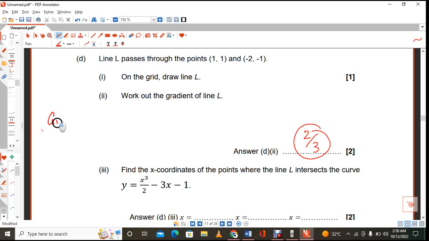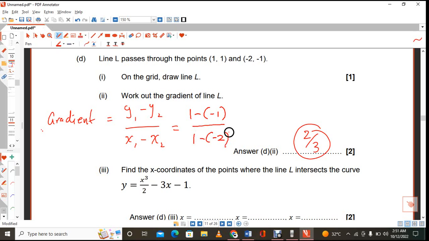The gradient of a line is given by the formula: take one y value, subtract another y value, take one value of x, subtract another value of x. So that's what I've been doing. I had 1 minus negative 1 and 1 minus negative 2 from these two particular points.